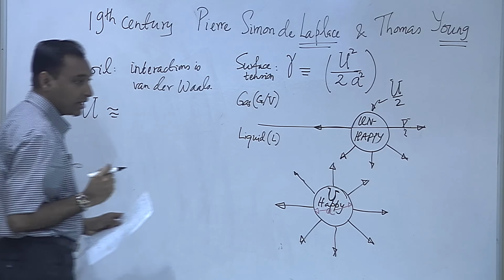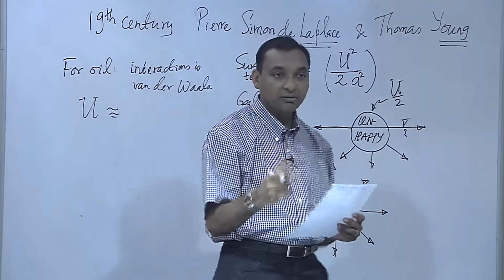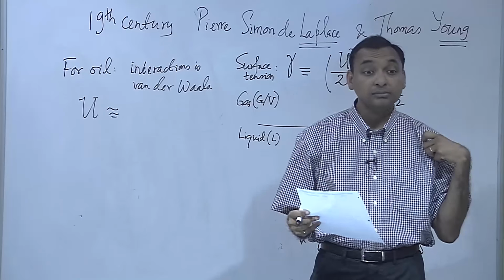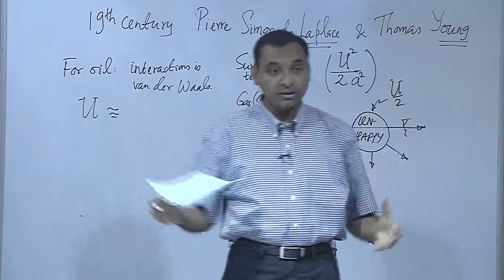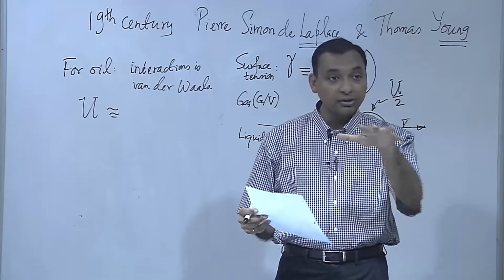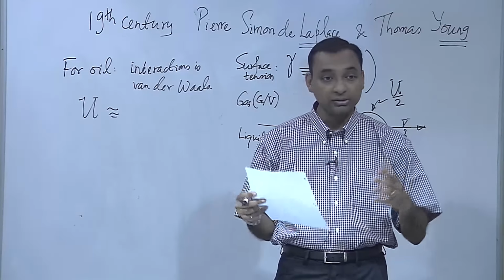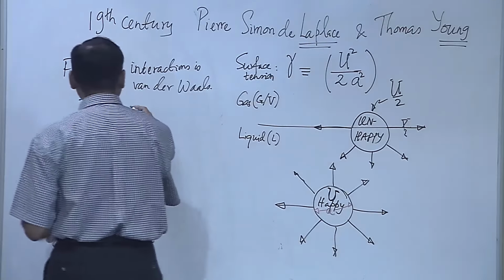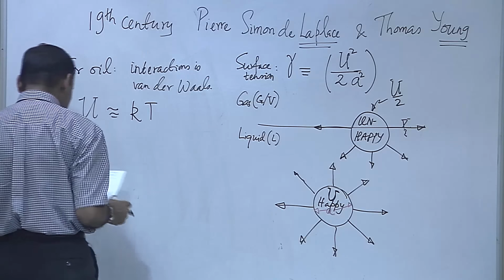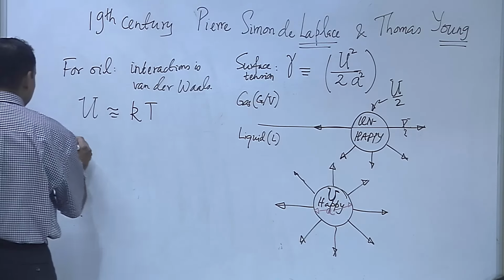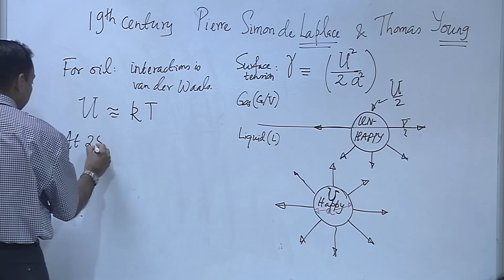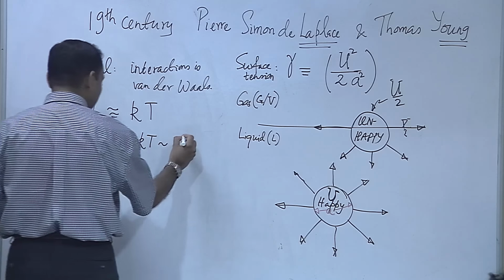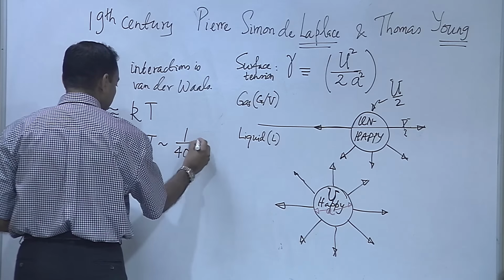So how can we scale U if this is the van der Waals kind of interaction? Last time we talked about it, there was a hydrogen bonding question and things like that. It scales with kT, correct? So U, the cohesion energy, can be scaled as kT, the thermal energy. The value of kT at 25 degrees C is typically somewhere around 1/40 electron volt.